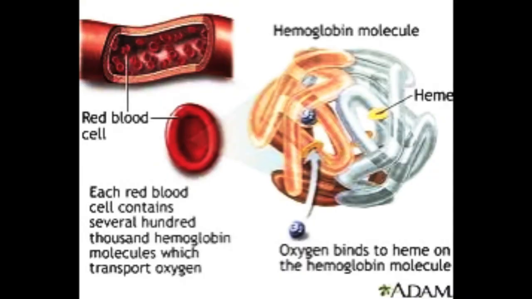Examples of transport proteins are hemoglobin and myoglobin. Hemoglobin carries oxygen from the lungs to the tissue, and myoglobin takes oxygen from the hemoglobin in the blood and stores and carries it until needed by the muscle cell.